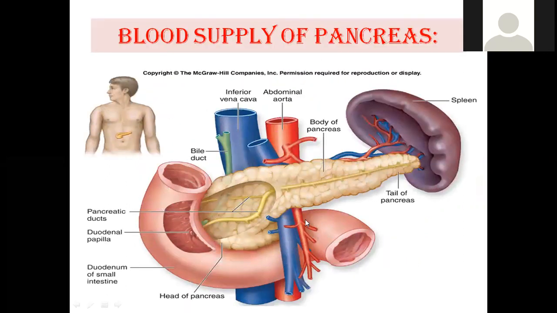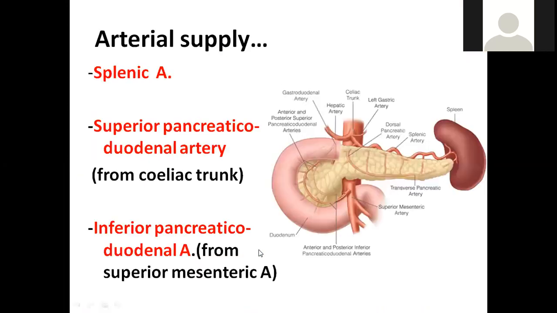So now coming to the blood supply of the pancreas. If you remember, at the upper border of the head we found the superior pancreatico-duodenal artery, and at the lower border, the inferior pancreatico-duodenal artery. Same thing you will have: superior pancreatico-duodenal here and inferior pancreatico-duodenal.